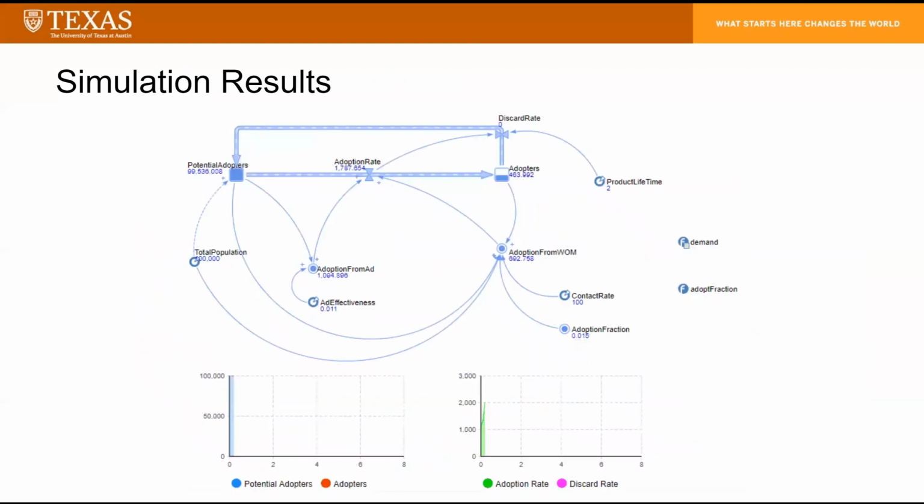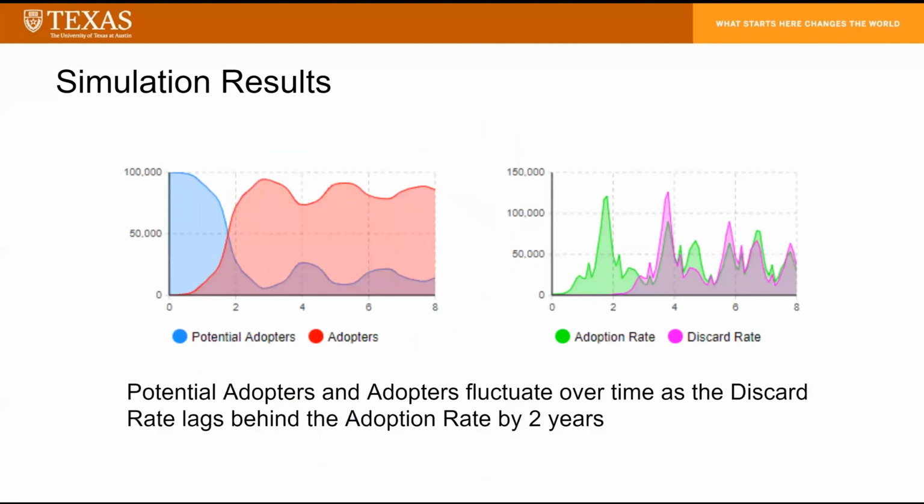later on in the model. This is a view of the simulation of the model, and we see that because seasonality is included in the model, the potential adopters and adopters stocks do not keep a very constant rate. They actually change according to the demand level. Finally, we can see that potential adopters and adopters fluctuate over time as the discard rate lags behind the adoption rate by 2 years.